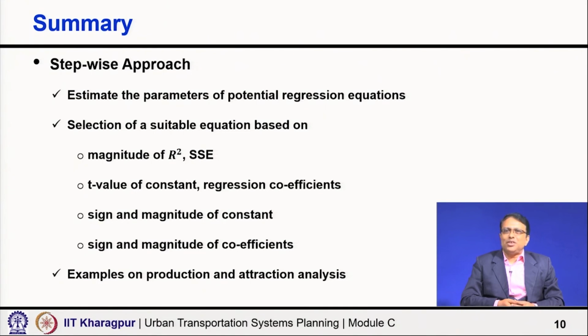Once you have the estimated parameters, then how to select the model based on the magnitude of R square, standard error, looking at the t value or statistical significance of the coefficient estimates, looking at the sign and magnitude of the constant and the sign and magnitude of the coefficients, and then also giving some examples to explain different aspects. And once you have a tie on all these, every case is giving good results from all these perspectives, then what to think? Then think of the applicability.